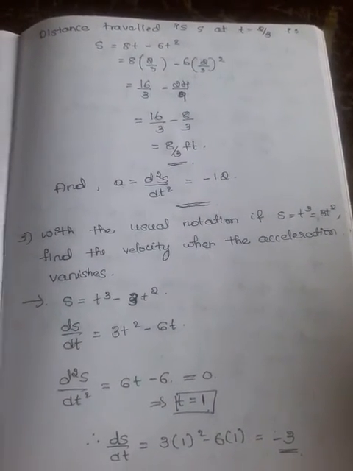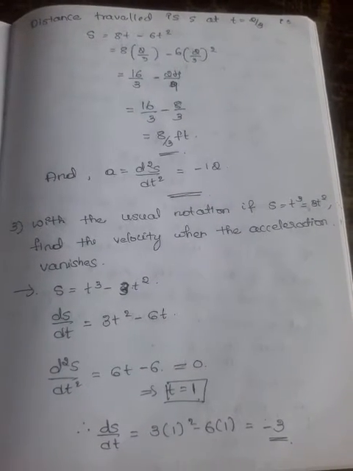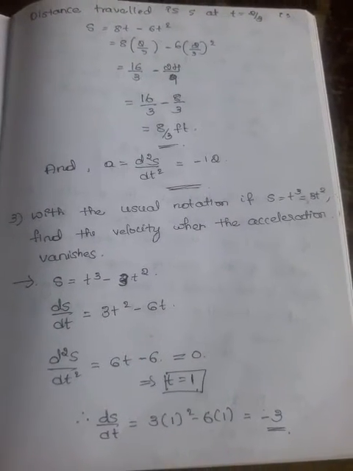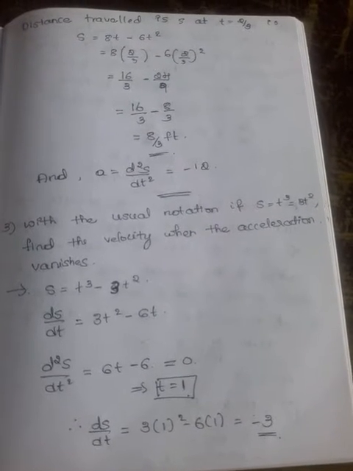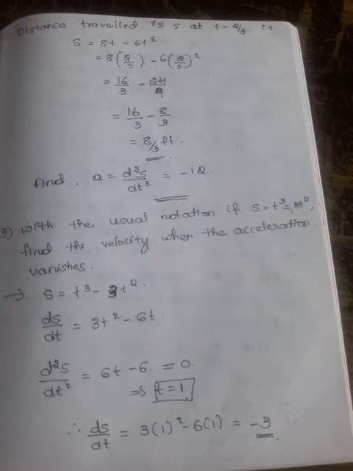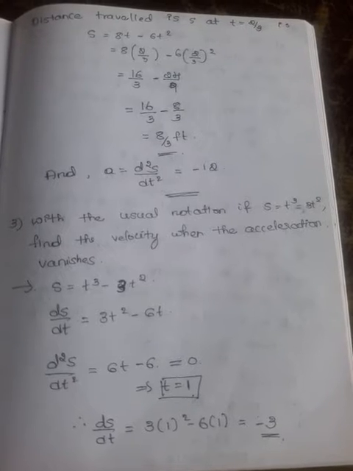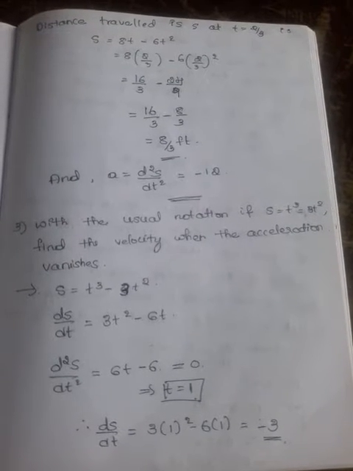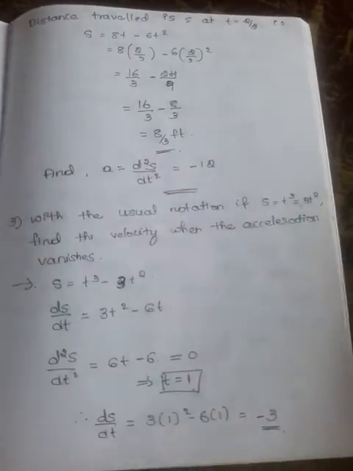And also find the acceleration. Acceleration is the rate of change of velocity, or it is the second order derivative of distance, that is a is equal to d square s by dt square. We know the value of ds by dt, that is 8 minus 12t. Differentiate 8 minus 12t. Differentiation of 8 is 0 and differentiation of minus 12t is minus 12. Therefore acceleration is equal to minus 12.